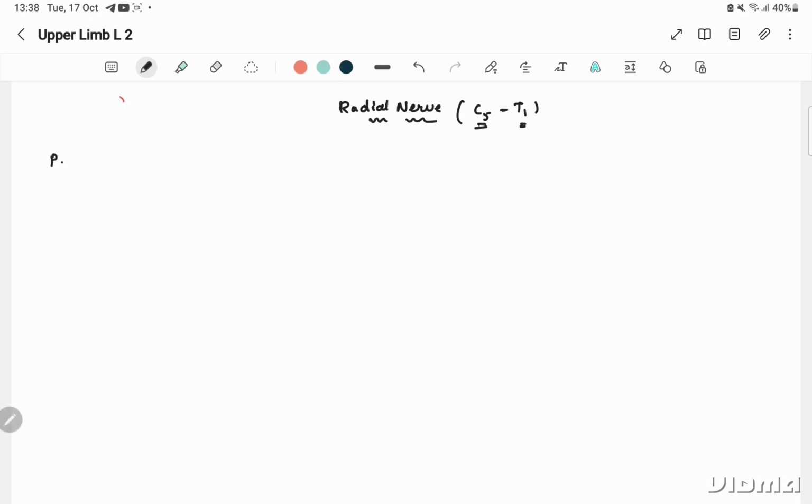It starts from the posterior cord of the brachial plexus. You must have remembered the mnemonic; what was R? Yes, posterior cord of the brachial plexus. It starts from here, goes via the lower triangular space of the scapula.